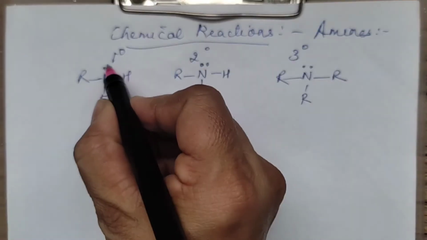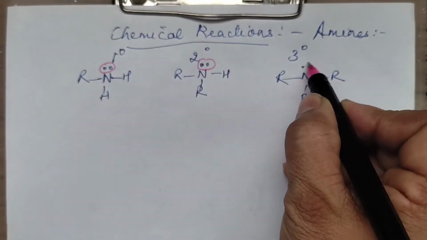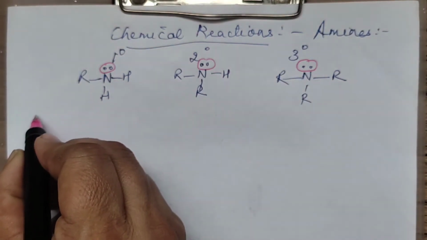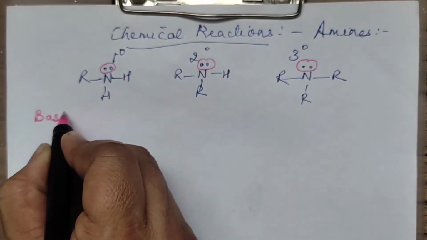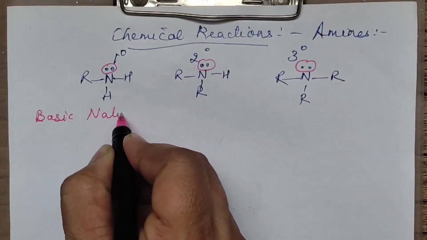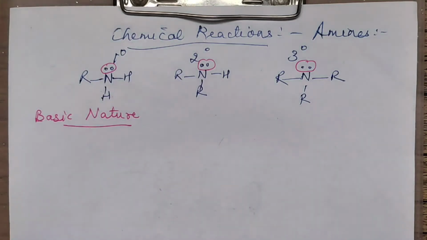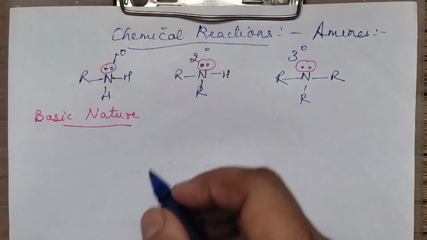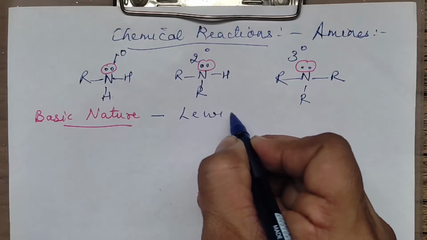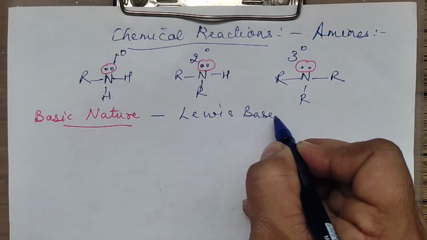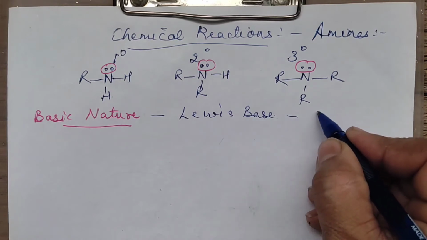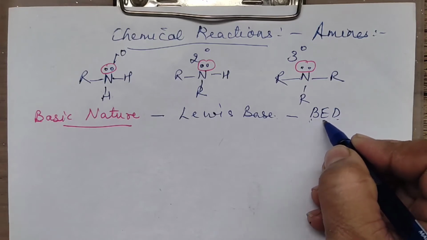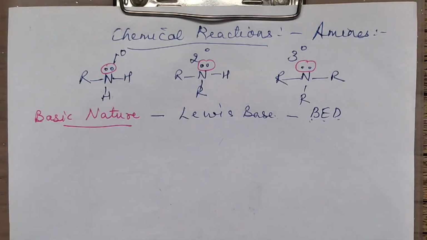Now, due to the presence of this lone pair of electrons on the amines, they will act as a base. So first we are talking about the basic nature of amines. That means this lone pair of electrons can be donated. In a way, we can say that they are behaving as a Lewis base. What is a Lewis base we have studied? A Lewis base is an electron pair donor. I told you BED. Base is an electron pair donor. So they can donate the electron pair readily.